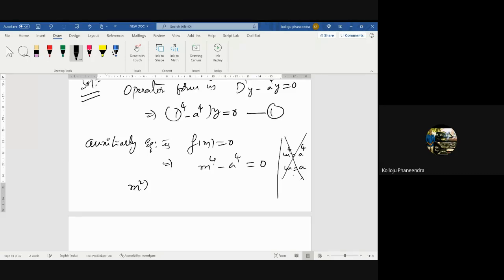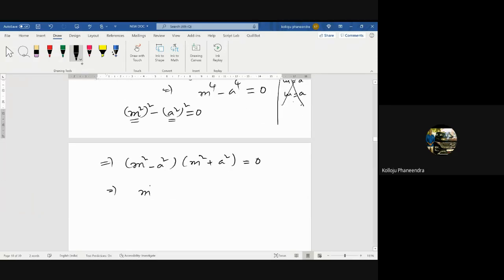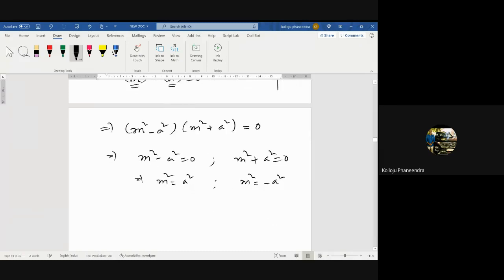So I can write this as m square whole square minus a square whole square equal to 0. A square minus b square formula: a minus b, this is a value and this is b value, into a plus b equal to 0. Then what are the roots? M square minus a square equal to 0, or m square plus a square equal to 0. So m square equal to a square and m square equal to minus a square. Done? So what are the roots here? Plus or minus a you will get. Here you will get plus or minus ai.